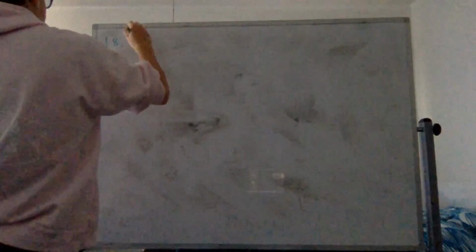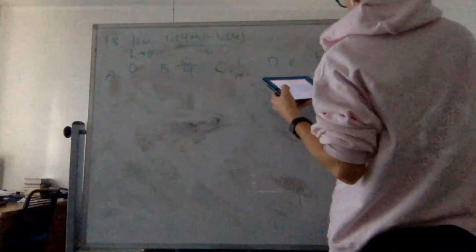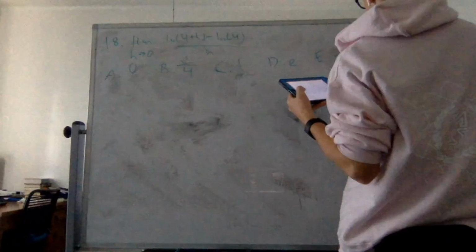Okay, that was 17. This is 18. The limit as h approaches 0 of ln of 4 plus h minus ln of 4, all over h, is: A, 0; B, 1 fourth; C, 1; D, e; or E, nonexistent.